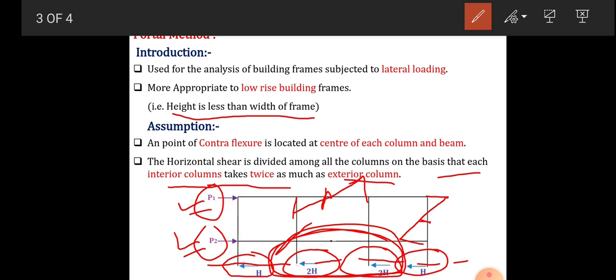So these are the two assumptions: zero bending moment at the center or midspan of a beam or column, meaning the point of contraflexure is at the midspan of a column or beam, and the shear force will be 2H for an interior column and H for an exterior column.